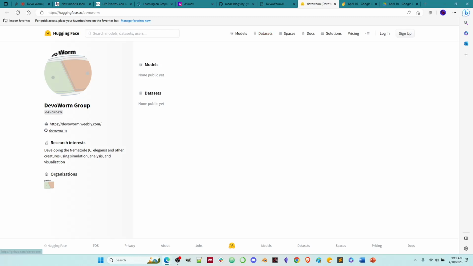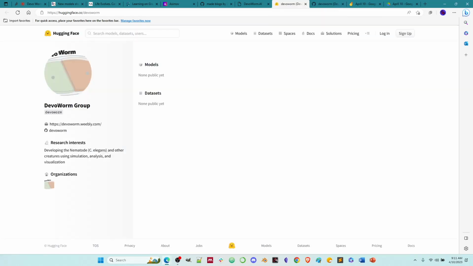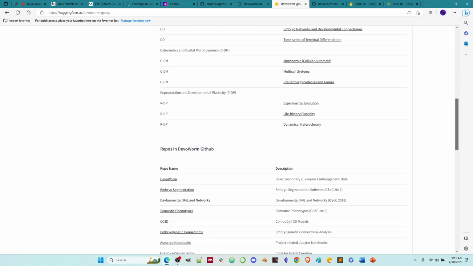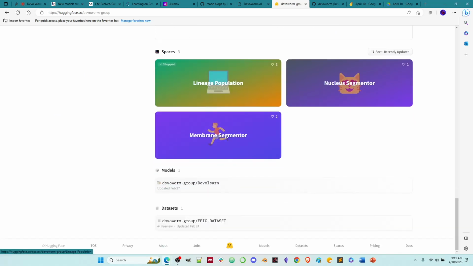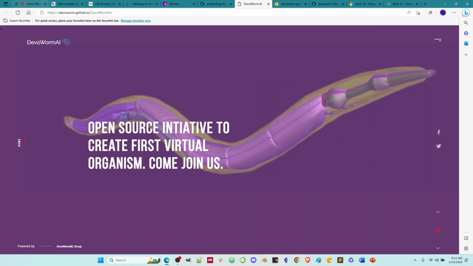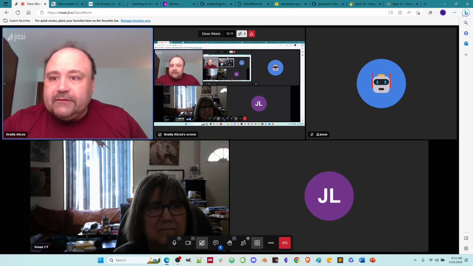So we have, let's see if I can find these. This is going to send me back to DevoWorm. Okay. The organization. So we have a number of different models on Hugging Face. We have the lineage population model, the nucleus segmenter model, and the membrane segmenter. And so those are on Hugging Face. And then we have DevoWorm AI, which is inclusive of things like digital Bacillaria, general segmentation tool, C. elegans model, and so forth. So there's a lot of stuff up here that might be of interest to people.